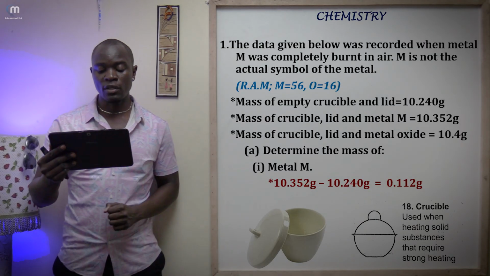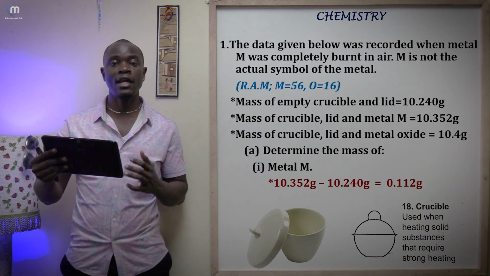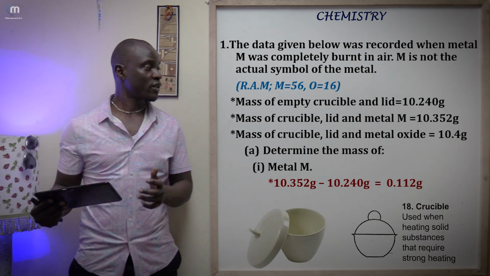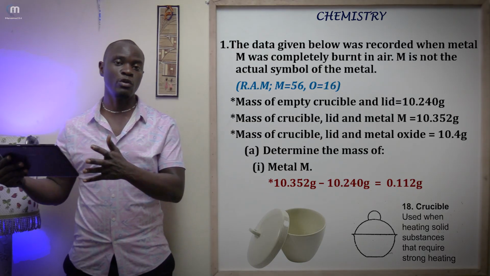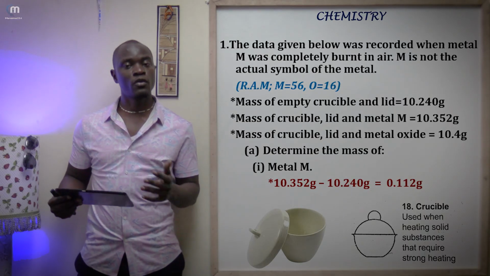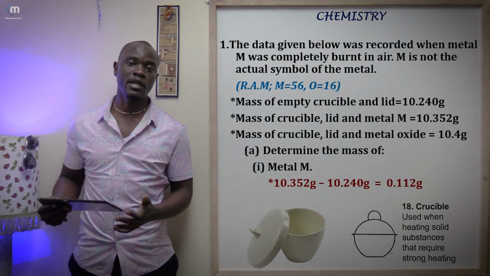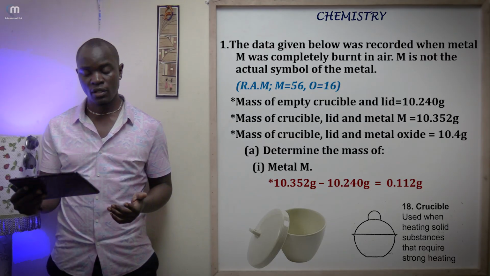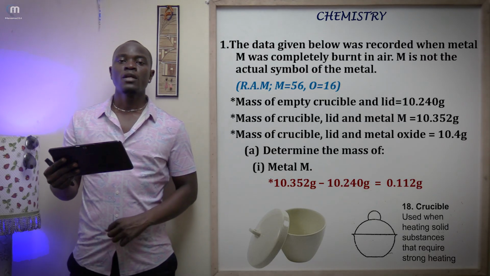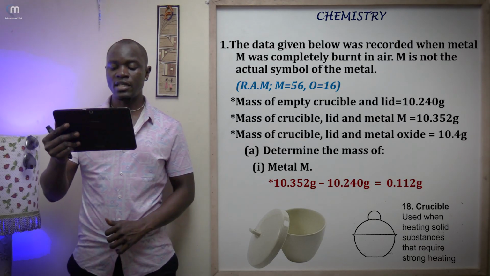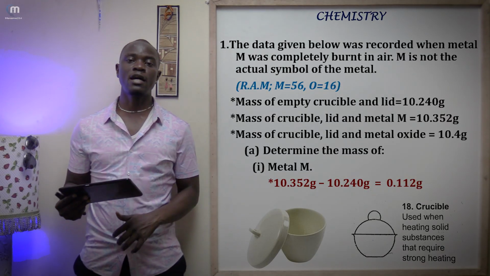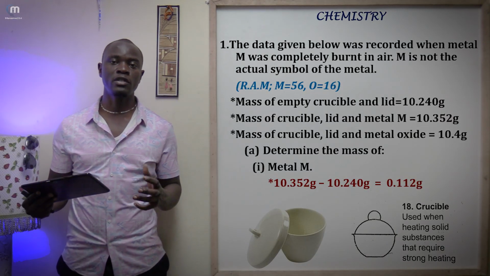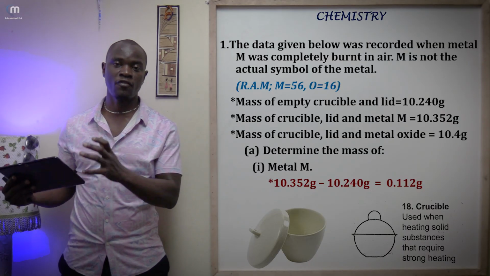And then finally we are told the mass of the crucible, lid, and now metal oxide. This metal oxide is this metal M which has now reacted with oxygen. The mass of crucible, lid, and metal oxide is 10.40 grams. So the first question is asking, determine the mass of metal M. How are you going to get the mass of metal M only?